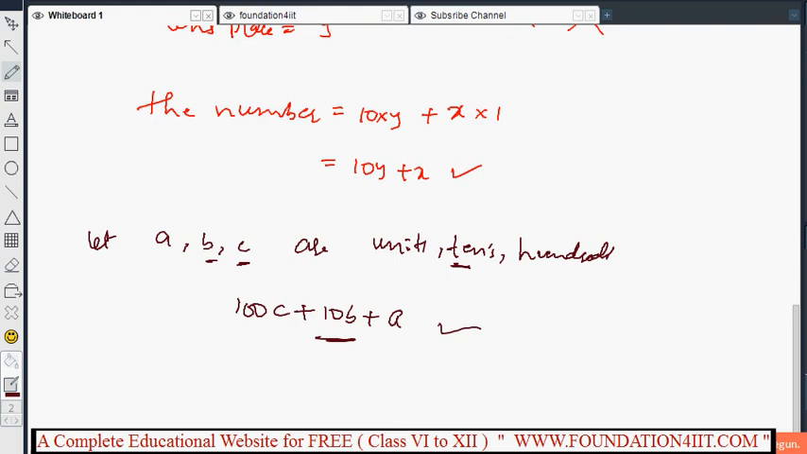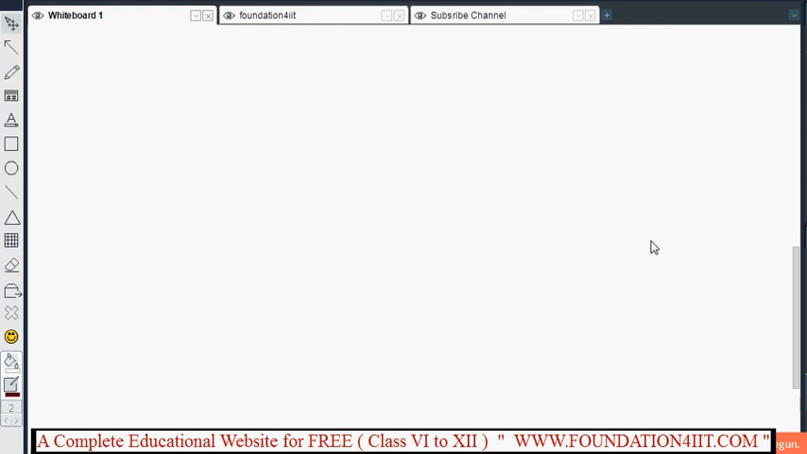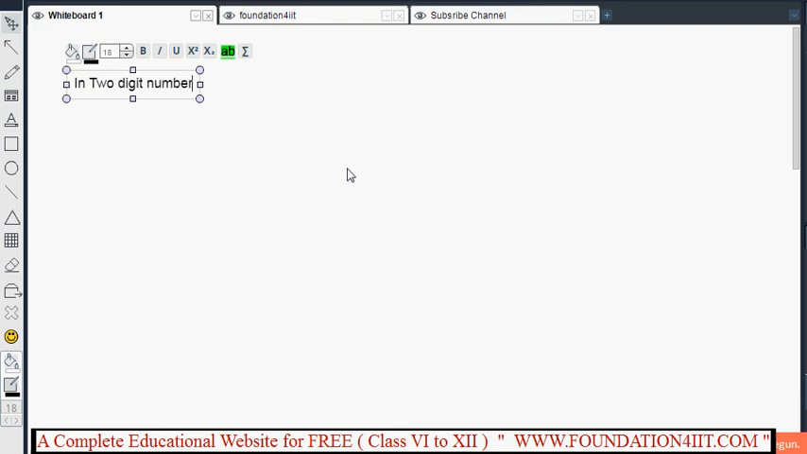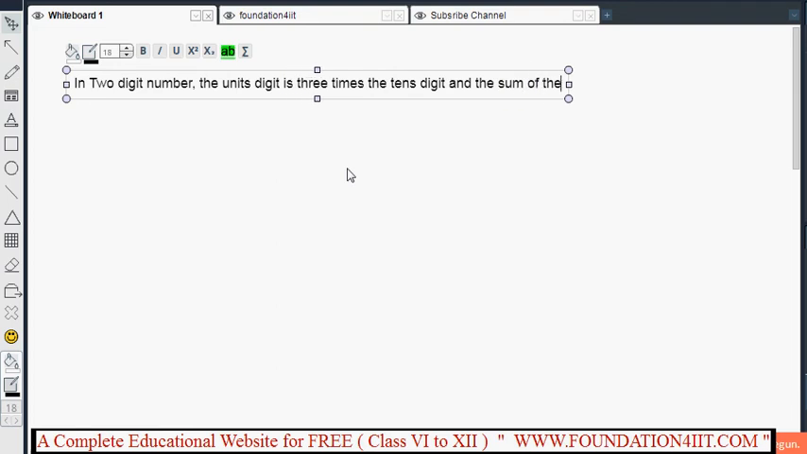Fine, let me explain some questions related to playing with numbers, how they will come. Okay, I'll write the question here. In a two-digit number, the units digit is 3 times the tens digit, and the sum of the digits is 12. Find the number. We need to find the particular number by following this rule.